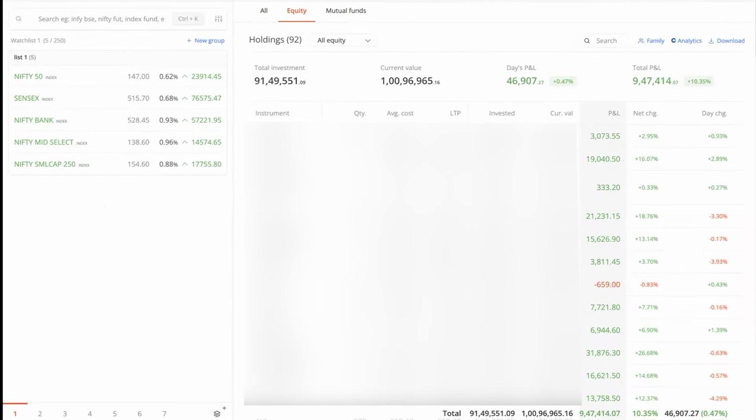Now before I start with my presentation, let's have a look at my portfolio, how it is performing as compared to last month. Okay guys, this is my current portfolio. If you remember in my previous video, when I showed you my portfolio, it was around 67 stocks at that time, and currently I have increased my portfolio to 92 stocks. My total investment is now around 91 lakh, the current value is showing around 1 crore 1 lakh, and the total P&L is showing around 9.5 lakhs.